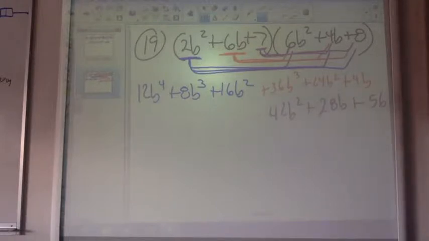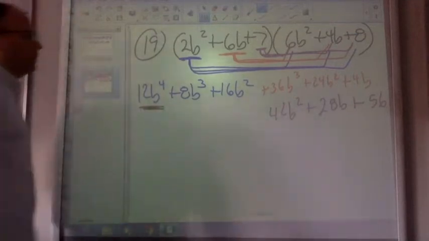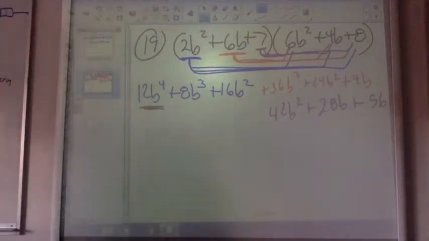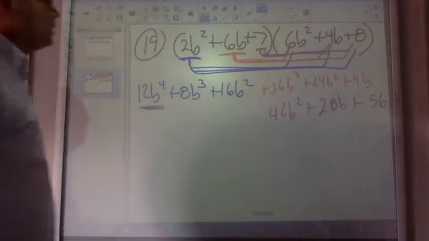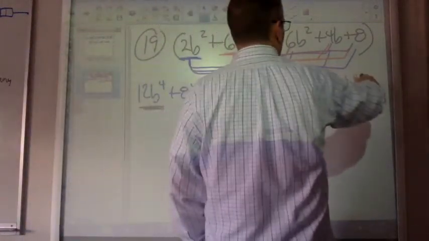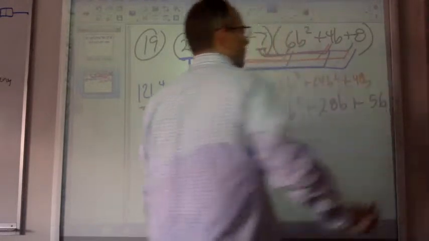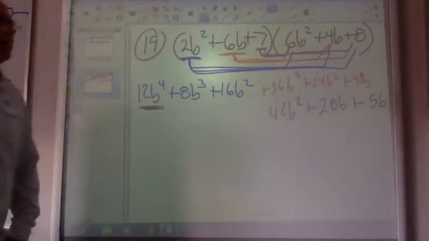So I have my first one, I have 12b to the fourth. That looks like it might be the highest exponent. I don't have any others. Agree? Yeah. For distributing 6b, when you distributed 6b to 8, how did you get 4b? Oh, it should have been 6b times 8. Should have been 48b, right? Is that right now? Thank you.